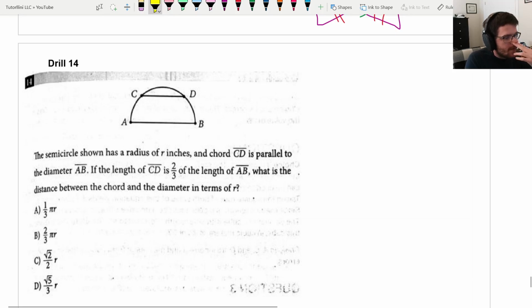Okay, the semicircle shown has a radius of r inches and chord CD is parallel to the diameter AB. If the length of CD is 2/3 the length of AB, what is the distance between the chord and the diameter in terms of r?